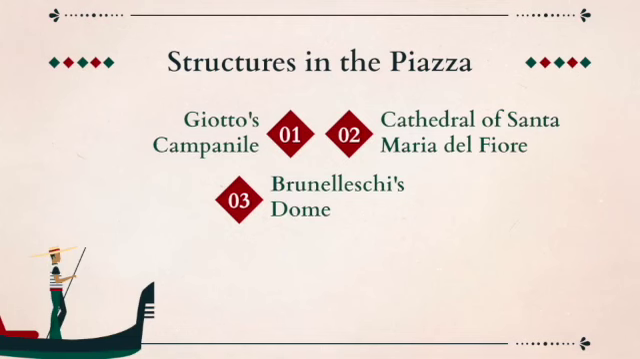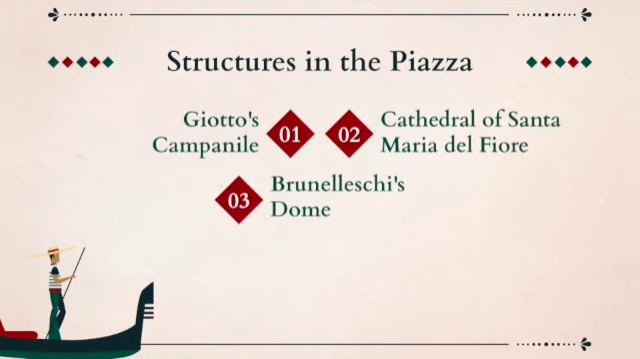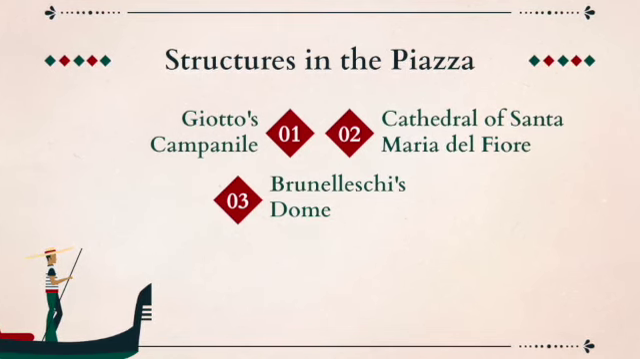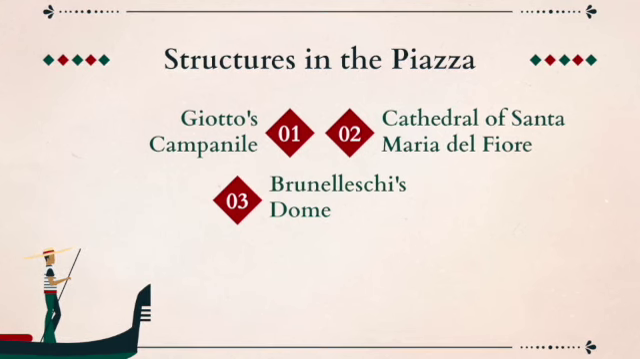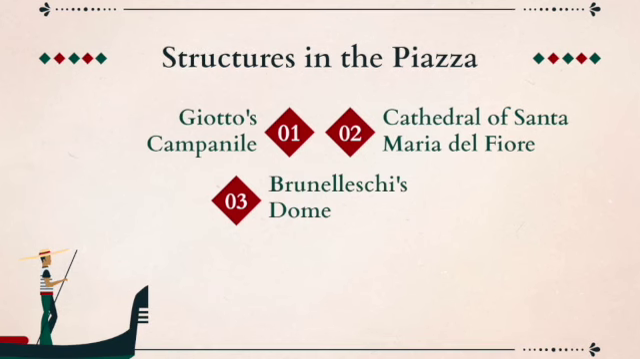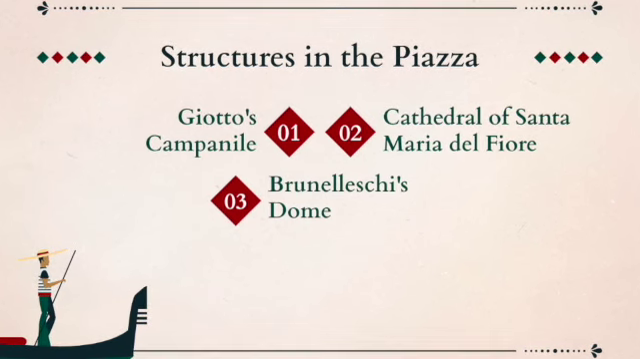The structures that we are going to discuss today are Giotto's Campanile, the Cathedral of Santa Maria del Fiore, and Brunelleschi's dome. The main attraction of the Piazza del Duomo is the Cathedral of Santa Maria del Fiore, with the Duomo behind it. It is a grand church built in the Italian Gothic style.